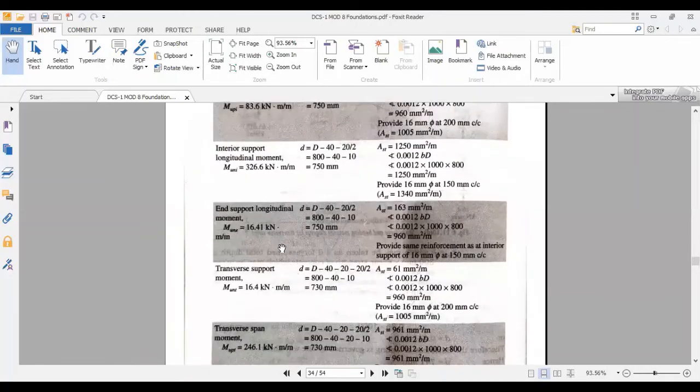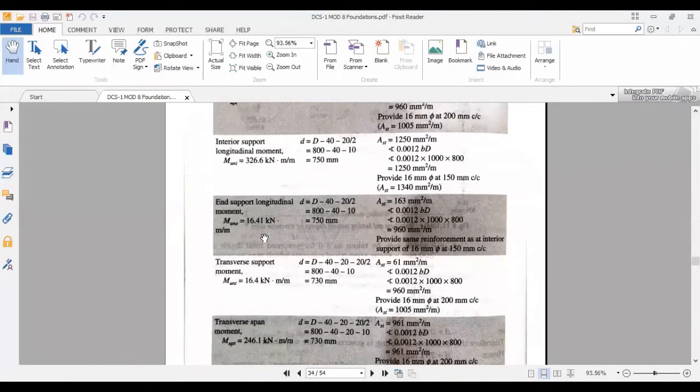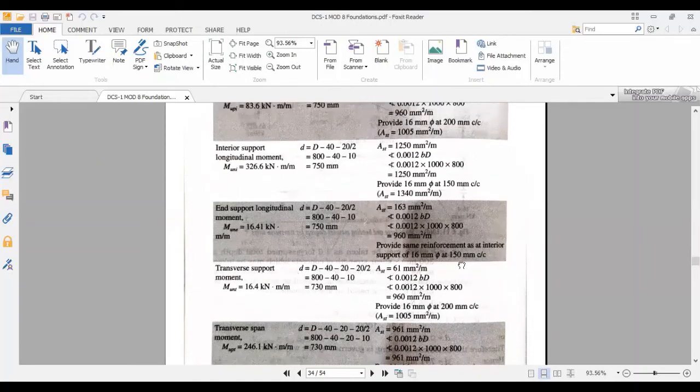Next is end support longitudinal moment, and its value is 16.41 kilonewton meter per meter. D value is again 750 mm. Area of steel is 163 mm square per meter. So we'll provide the same reinforcement as at interior support, 16 mm dia at 150 mm center to center spacing.